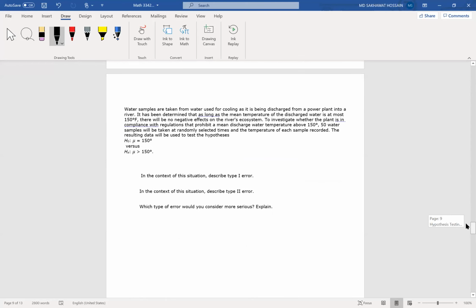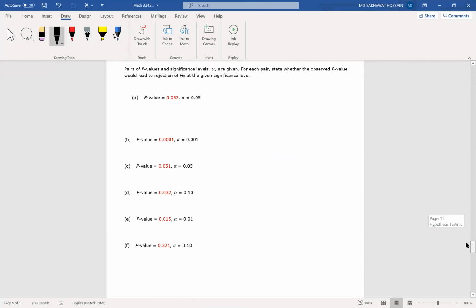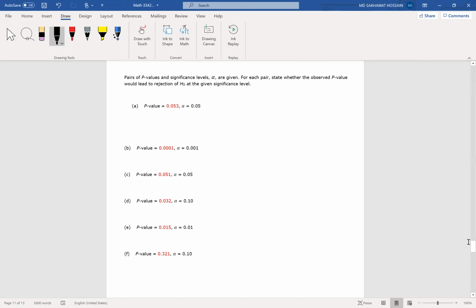Now we'll go over some more examples. Here we have comparisons of p-value and alpha value. You will make the decision based on alpha and the p-value. Pairs of p-values and significance levels alpha are given. For each pair, state whether the observed p-value would lead to rejecting the null at the given significance level.